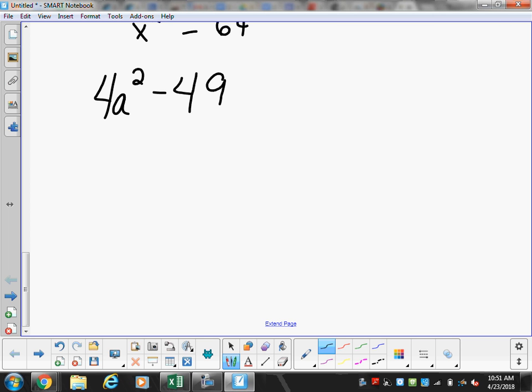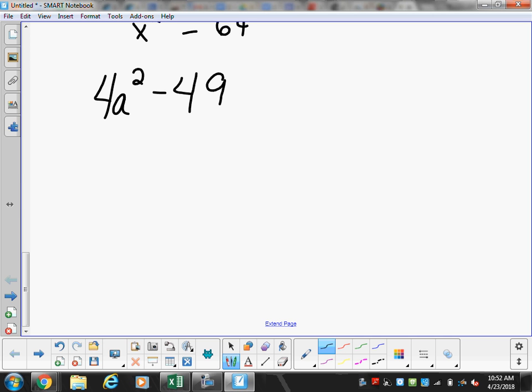This one's going to be 4a squared minus 49. First question, are there any common factors we can factor out of both terms? Yeah, the only one is the number 1. Okay, so there's no reason to factor out 1. Okay, so now look at the two terms. There's a minus sign, so that could be part of our clue. Is 4 a perfect square? Yeah, because the square root of 4 is 2.